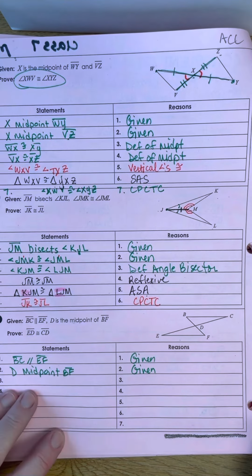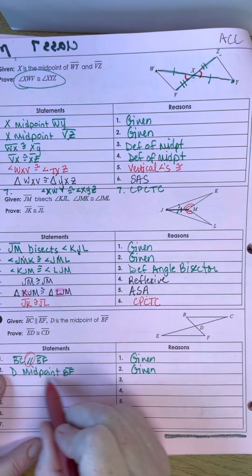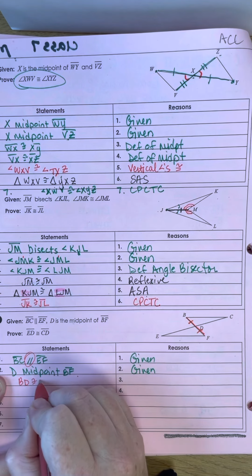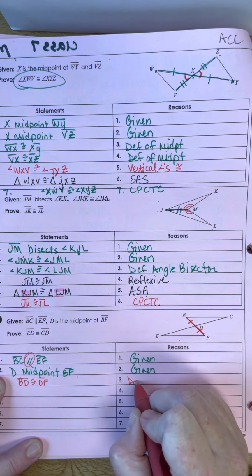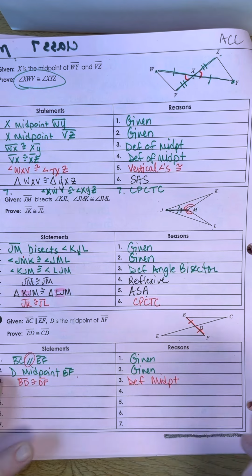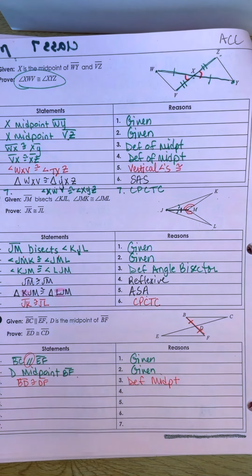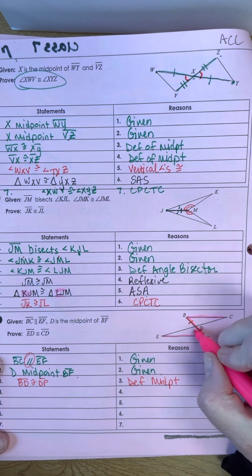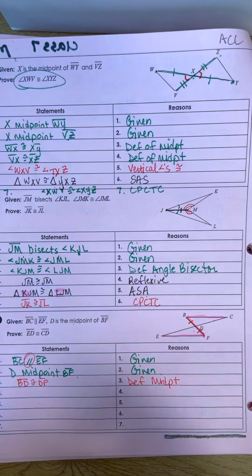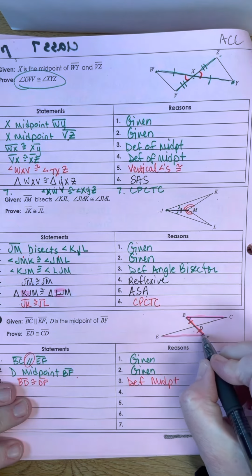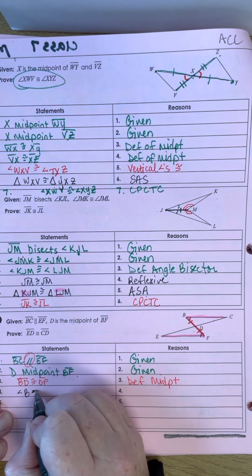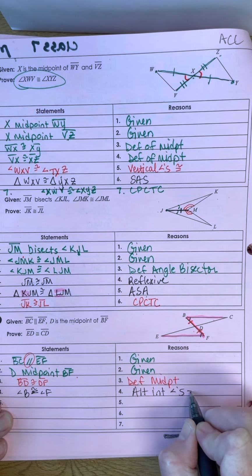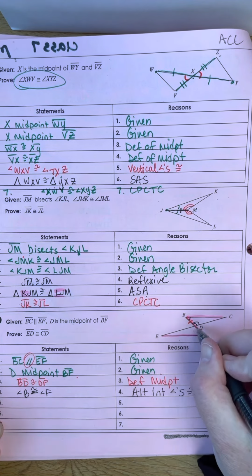And the last one, I've got parallel lines and midpoint. I'll do the midpoint of BF first, making BD congruent to DF, definition of midpoint. And you have a choice here. These lines are parallel, so you can either do your alternate interior and vertical or 2 sets of alternate interior. You pick. I will do B and F as alternate interior. B is congruent to F, alternate interior angles congruent, and I'll do my vertical.